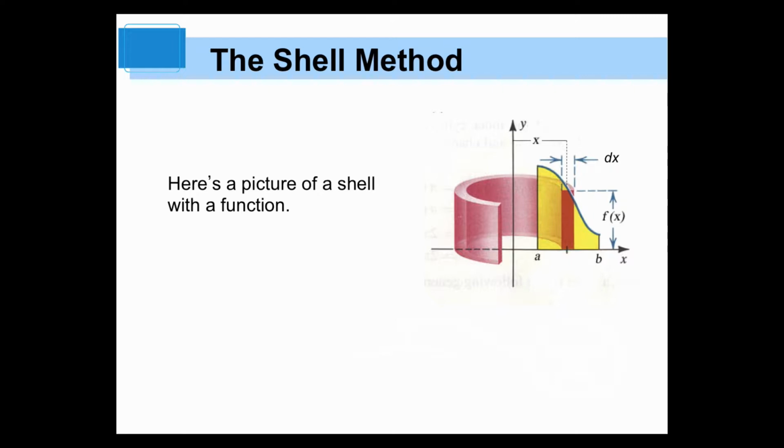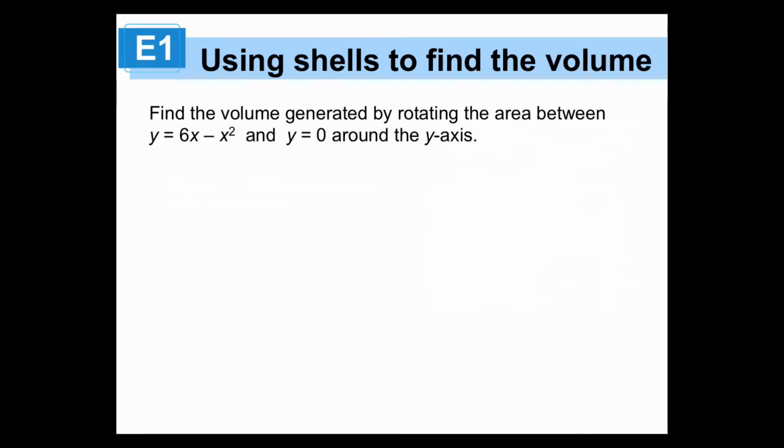So here's what happened. I took a function over there, f of x, and I drew a representative rectangle there, and then I spun it and it generated a shell. Nothing fancy. And then if I integrate it, I can add up all those shells and it'll give me the volume of the figure. So here's our first example.